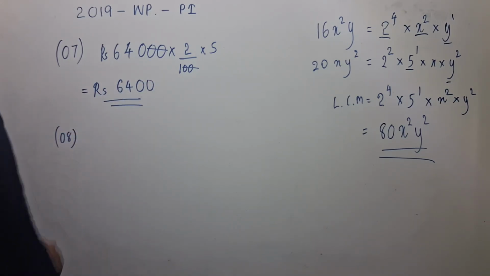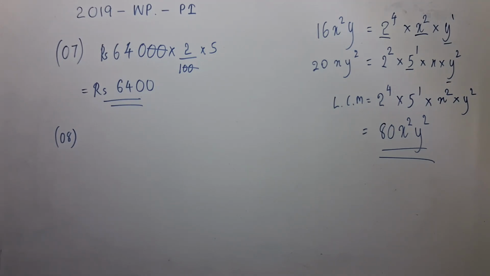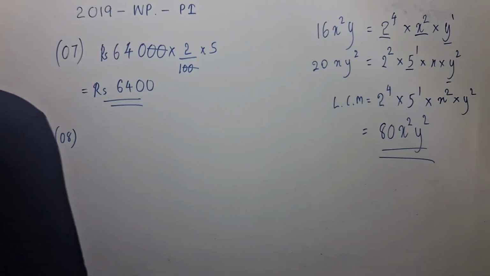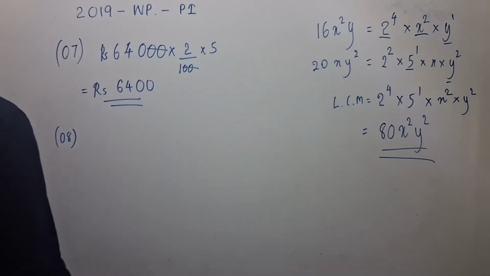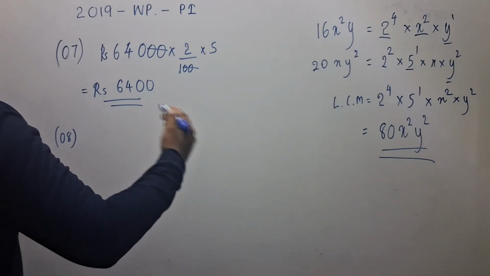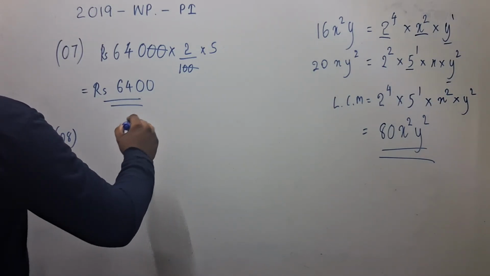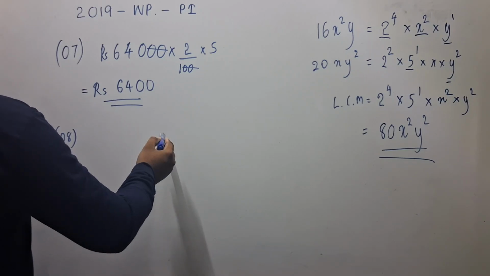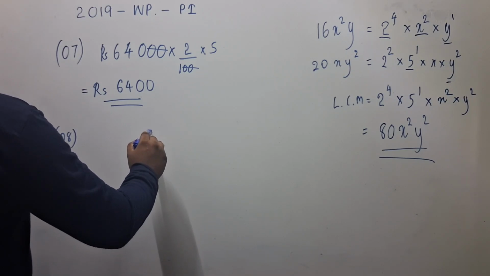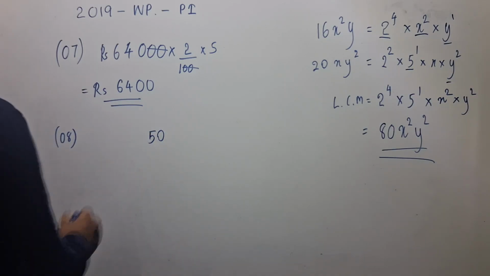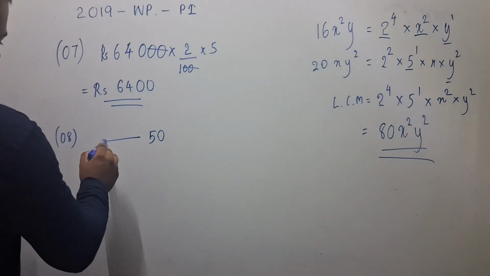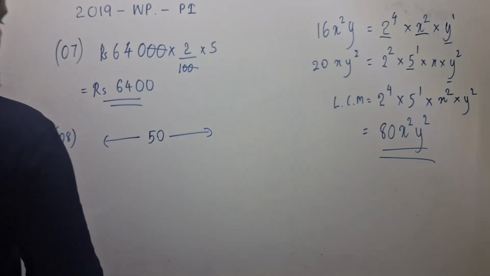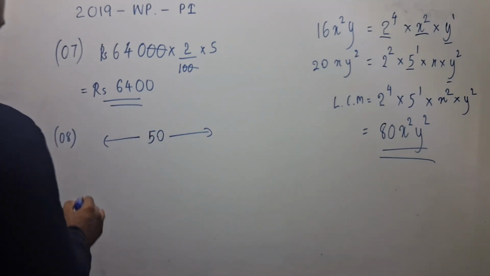Question 8. The square root of a number x to the first approximation is 3.1. What is the nearest perfect square to number x? Okay, I have taught you like this. If you are given some value to find the square root of, let's take 50. First you have to consider between which whole squares this 50 lies.